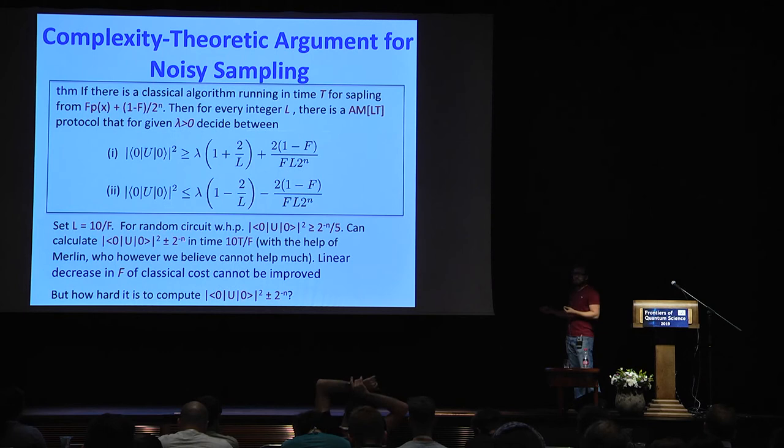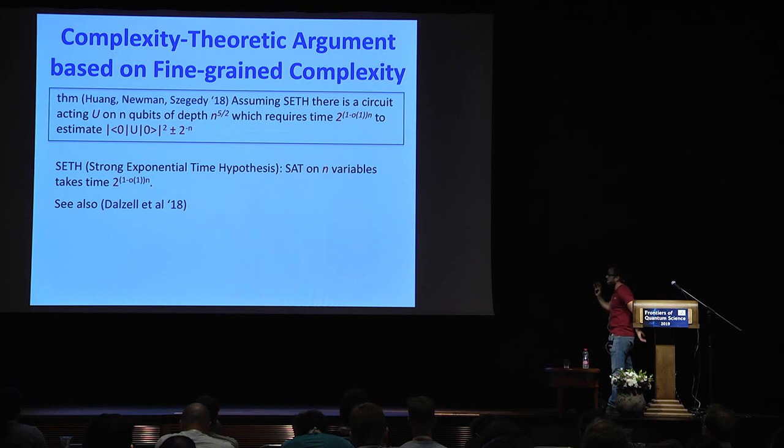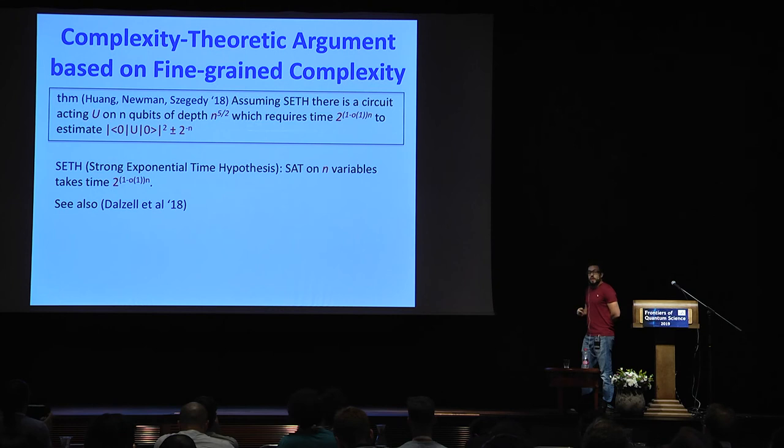And in particular, we're not just interested in some asymptotic result. We'd like to know a finite size result. Some people analyzed that, and that's the best result that is known. It's this pretty interesting paper by Huang, Newman, and Szegedy. So again, as with everything in complexity theory, you need some assumption. So they use an assumption called the strong exponential time hypothesis.